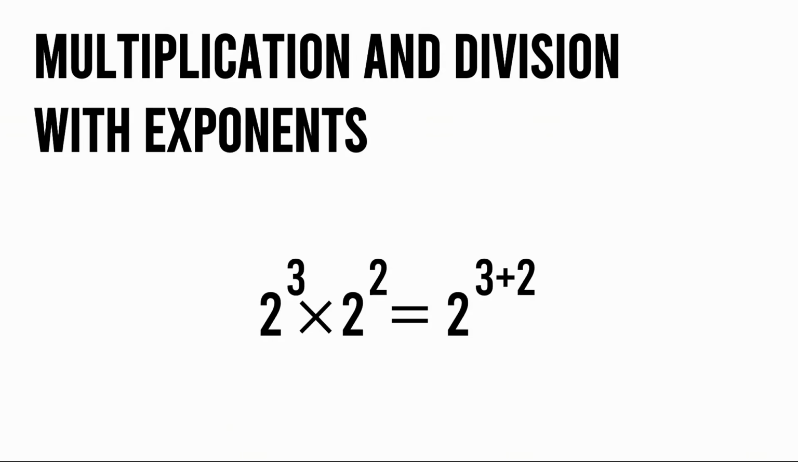For example, with 2 to the power 3 times 2 to the power 2, we have 2 times 2 times 2 multiplied by 2 times 2. In total, there are 5 factors of 2. So the base remains 2 and the exponent becomes 5, 2 to the 5th power.